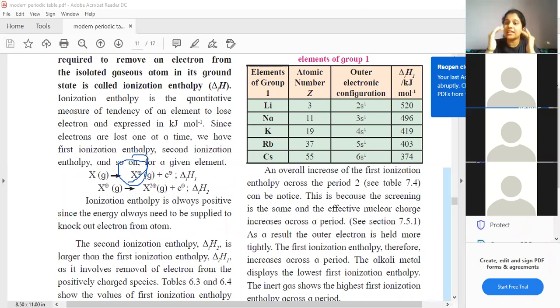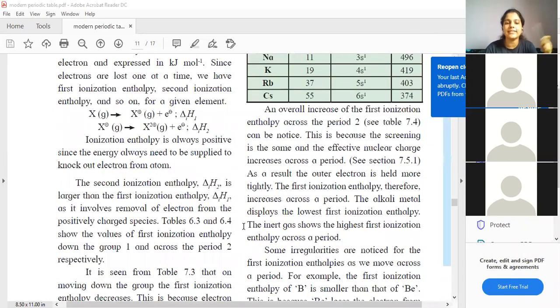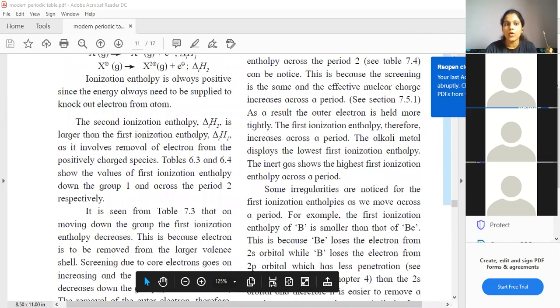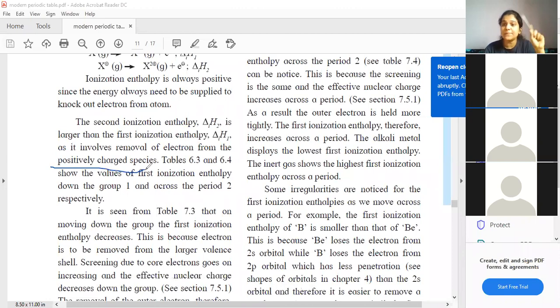Okay, students, in a cation the effective nuclear charge is more, the pull of the nucleus on electrons is more. So if you have to remove the second electron, more energy will be required. That is the reason the second ionization enthalpy is higher as compared to the first ionization enthalpy. Try to link the concepts, then you will understand everything very easily. So as it involves removal of electron from positively charged species, this is what they mean actually. They have not written everything, you have to understand it.